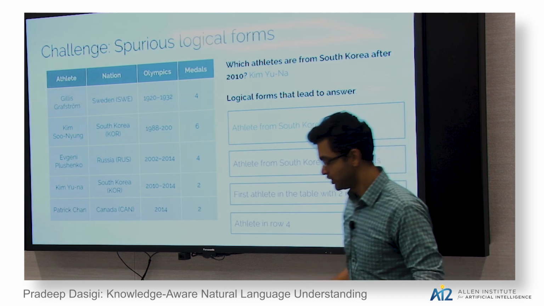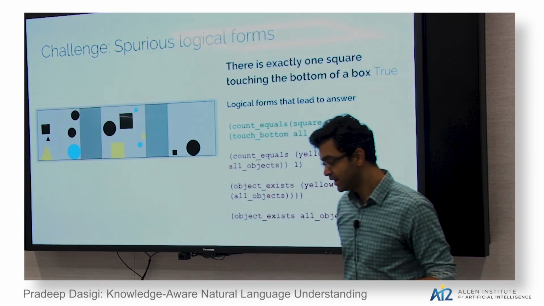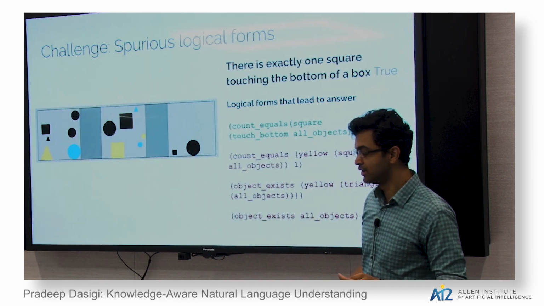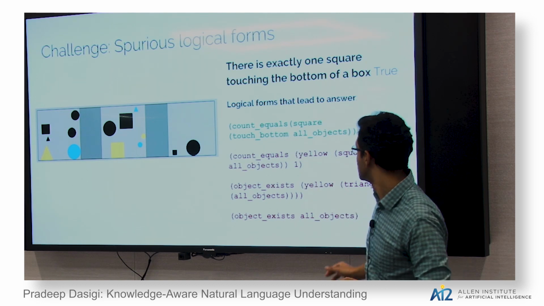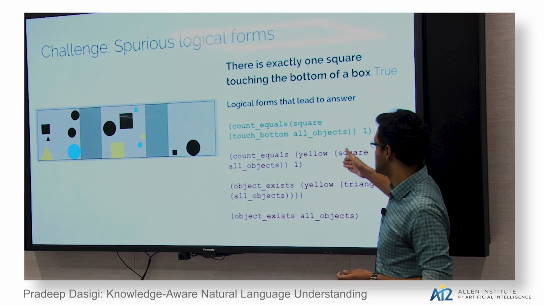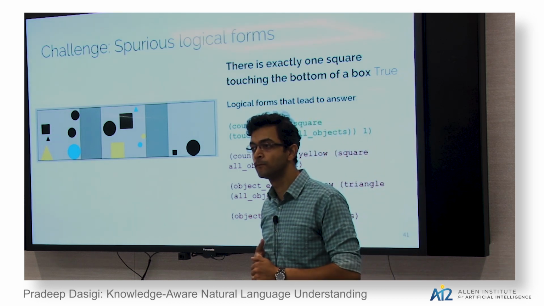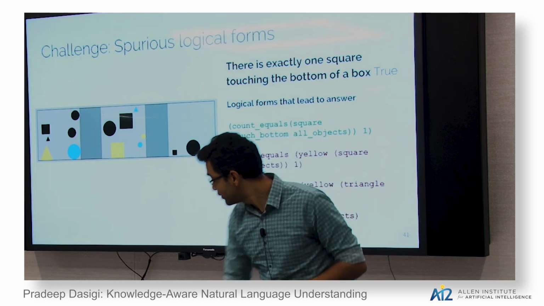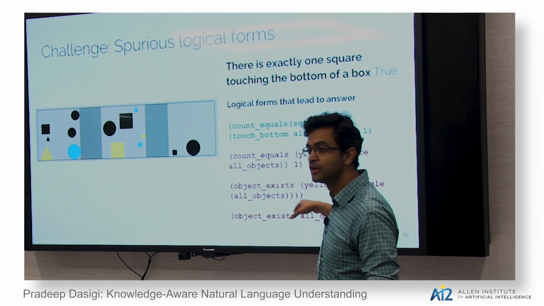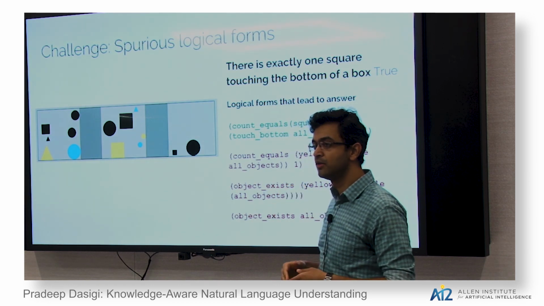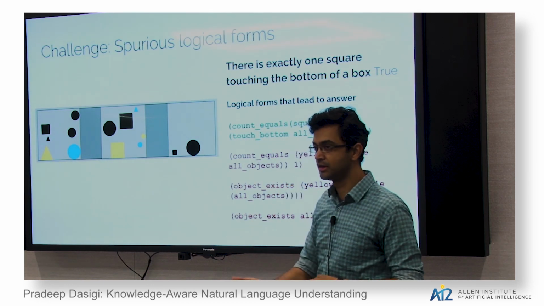So that is challenging. Even in the second example, when you have there is exactly 1 square touching the bottom of a box, these are some of the logical forms that evaluate to true. All the ones in red are spurious. Why exactly? Because they are giving the right answer, but not for the right reasons.